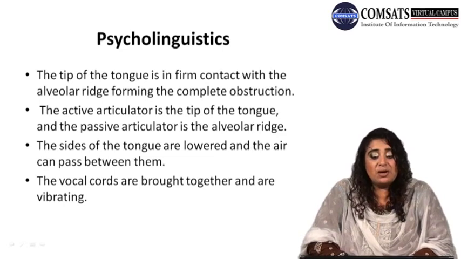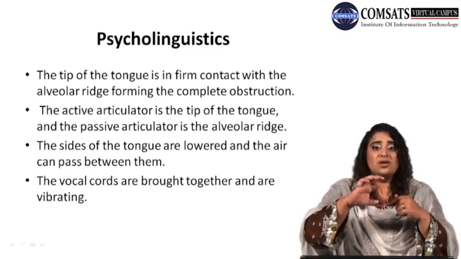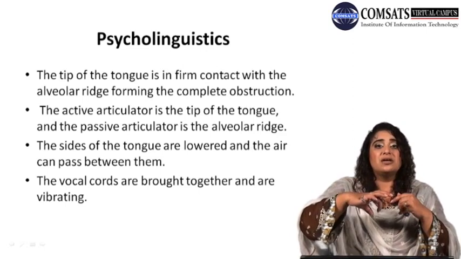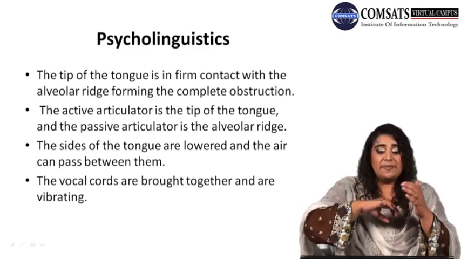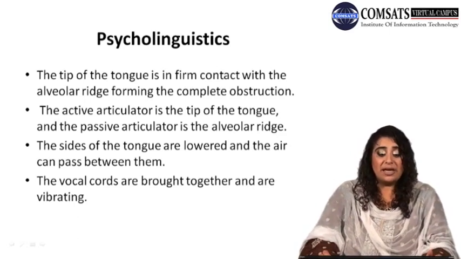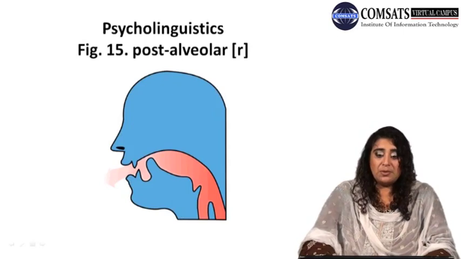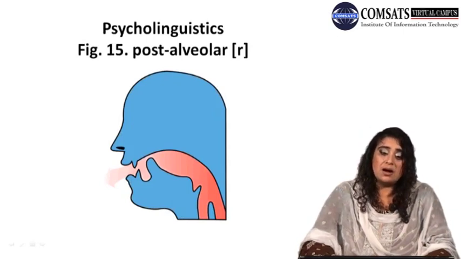Now the sides of the tongue are lowered and the air can pass between them. So जुबान का जो sides हैं उसको lower करते हैं and sort of makes a circle, bringing your tongue in the shape, and then the air can pass between them. The vocal cords are brought together and are vibrating. Now post-alveolar, R, that's the sound, R.